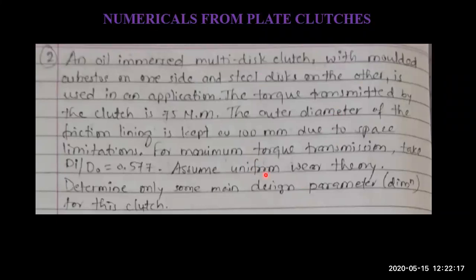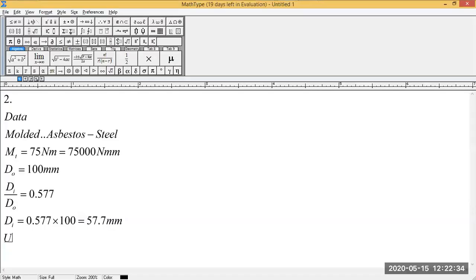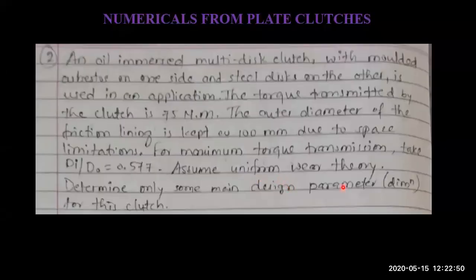When you are considering uniform wear theory, some wear and tear has already taken place, as it is some old vehicle, old machinery or old clutch. At that time you use the uniform wear theory. Here it is directly given, so we'll just write uniform wear. We'll assume this uniform wear theory and determine the main design parameters and dimensions for this clutch.